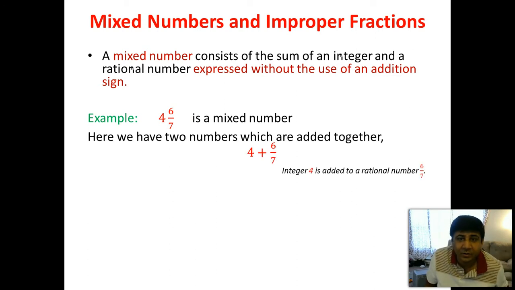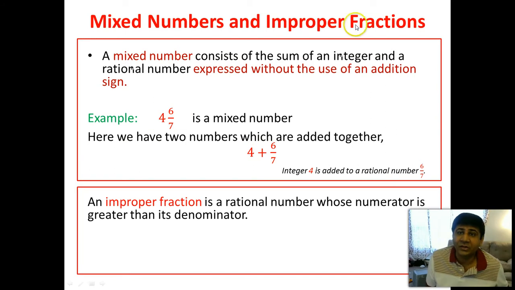Let me write it down here. So we have two numbers here. One is 4, the whole number, and one is 6 over 7. So this basically means 4 plus 6 over 7. That's what you will do if you want to write it into a decimal form. So 4 plus 6 over 7. So 4 is added to the rational number, but conventionally speaking, we do not write this plus sign here. So we will write it like this. That's called a mixed number.